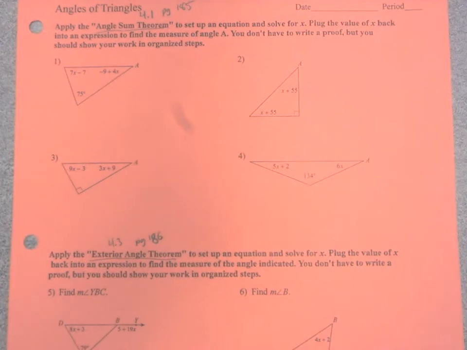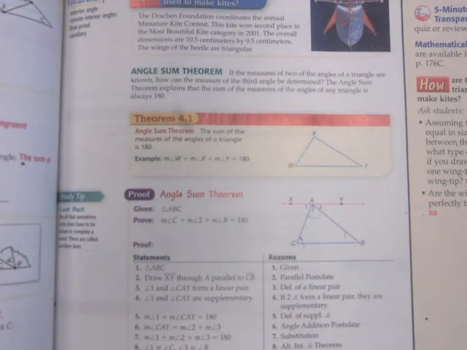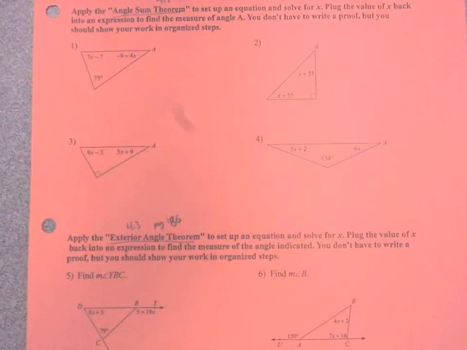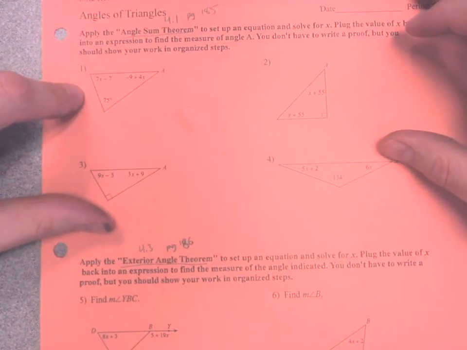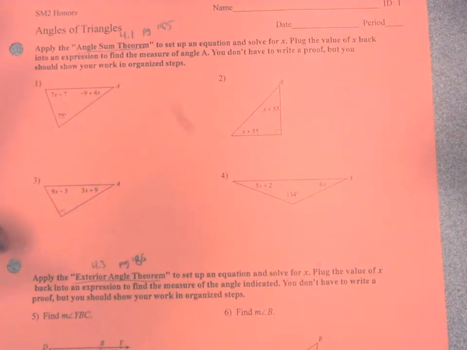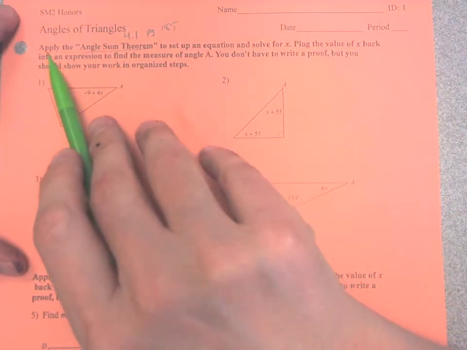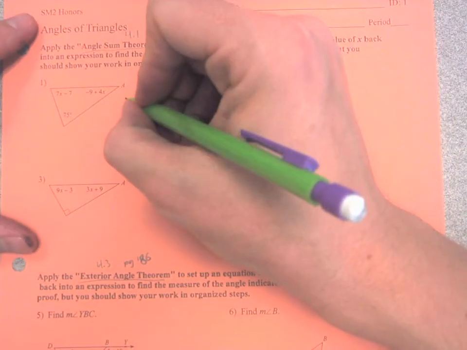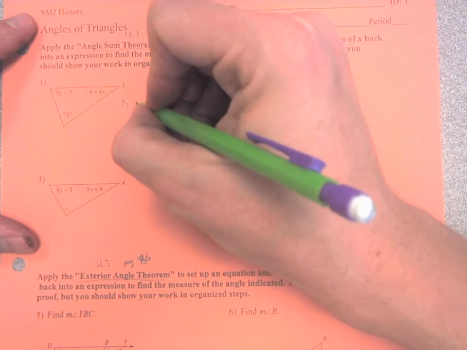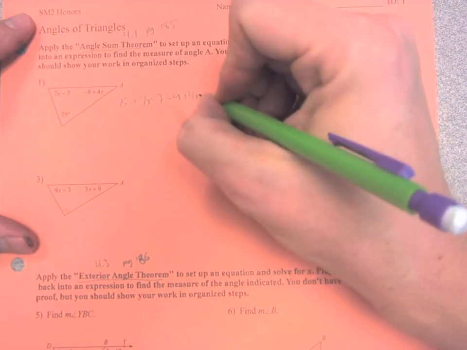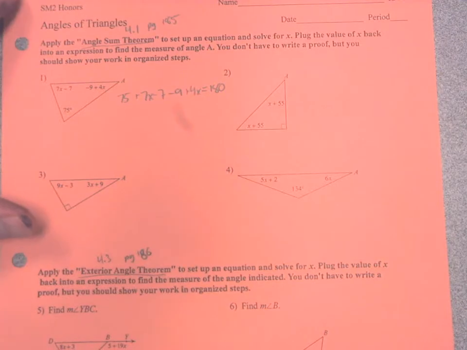If you didn't know, the angle sum theorem says the sum of the measures of the angles of a triangle is 180. Okay, that's true for every triangle. So when you look at this triangle, what you know is the sum of the measures of the angles are 180, and that's true for all of these triangles. So you're going to apply the angle sum theorem to set up and solve an equation for x. The setup would be that all the angles together, 75 degrees, 7x minus 7, negative 9 plus 4x, all are going to add to 180 when you put them together.